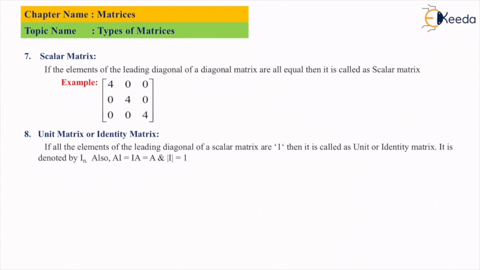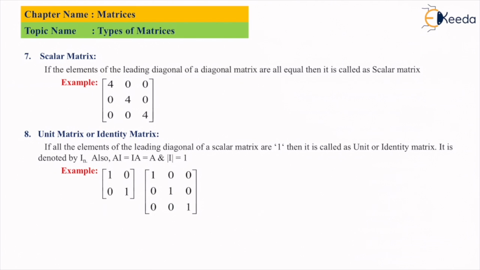Now, what is unit matrix, which is also called as identity matrix? So let's say in a scalar matrix, right now we have elements as 4, 4 and 4. So instead of 4, 4 and 4, if we write all elements as 1, 1 and 1, it will look like a unit matrix or the identity matrix. So if all elements of the leading diagonal of a scalar matrix are 1, then it is called as unit or identity matrix. Now guys, identity matrix is normally denoted by capital I.